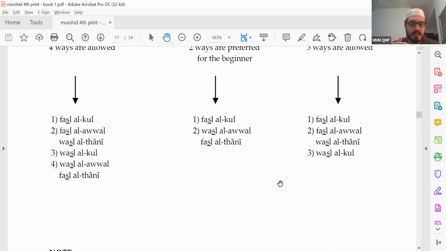Tartil we haven't learned yet, but we're going to get to it. What is harakat? What is mutaharrik? What is sakin? What is fasl? What is wasl? What is awwal? What is thani? What is kull? What is jami'? This is going to, inshallah, help you to learn Arabic, right?